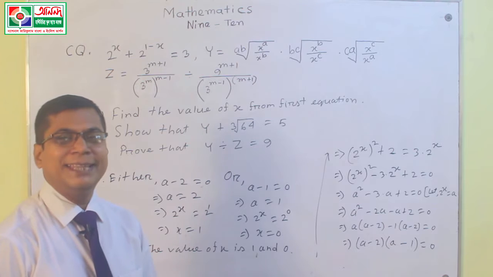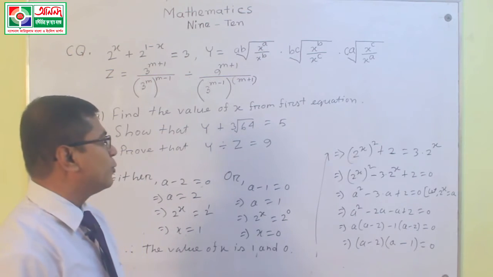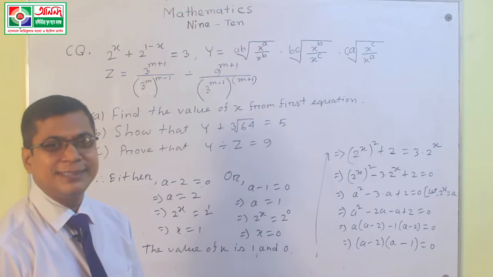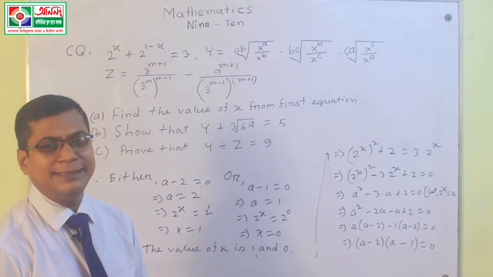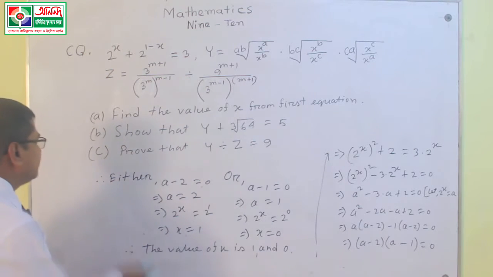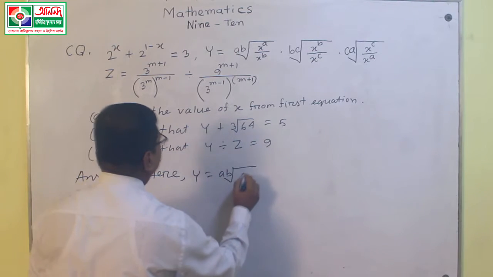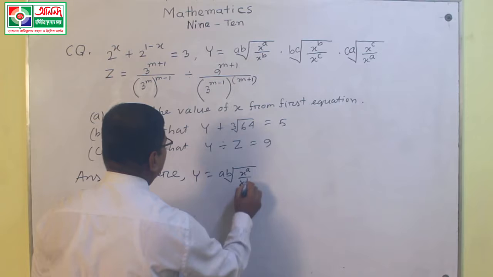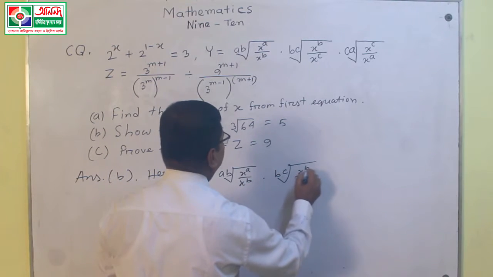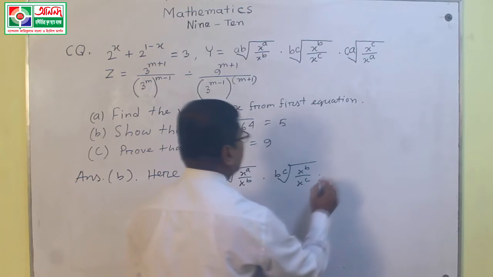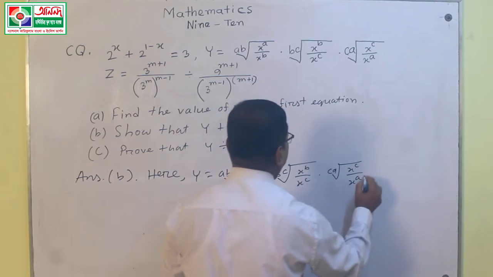In question number B, they have said, show that y plus cube root 64 equals 5. Here, look, first we will find the value of y. So you can write y equals the ab-th root of x to the power a divided by x to the power b, times the bc-th root of x to the power b divided by x to the power c, times the c-th root of x to the power c divided by x to the power a.